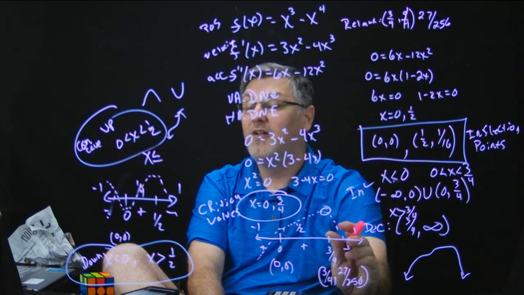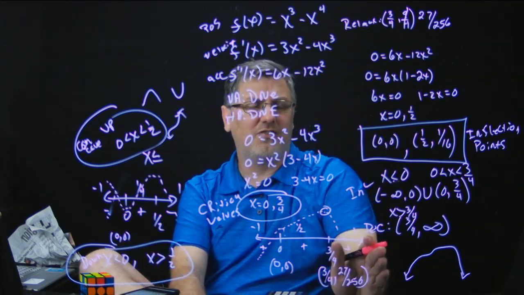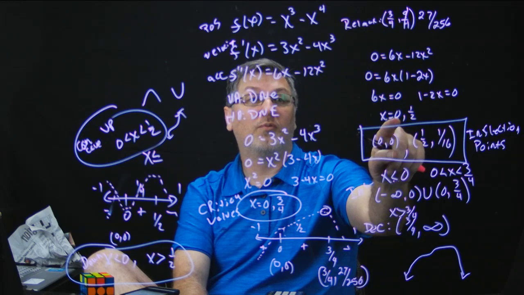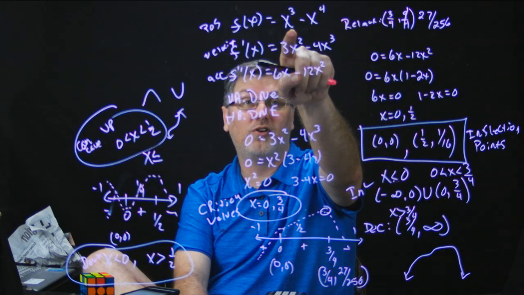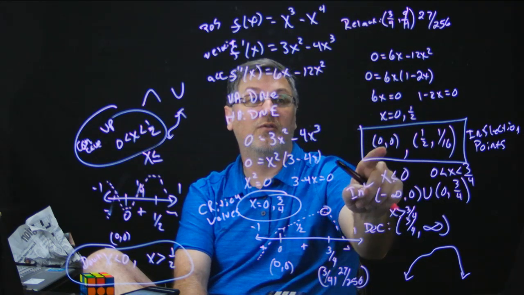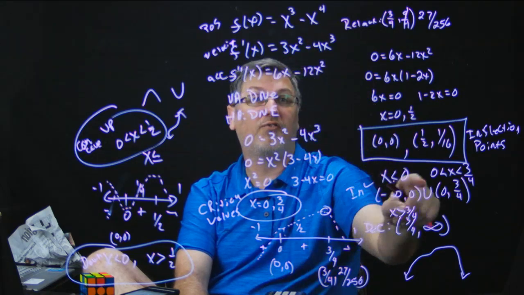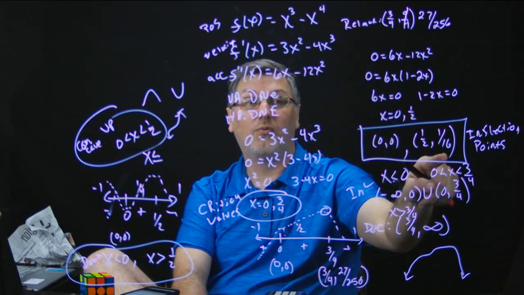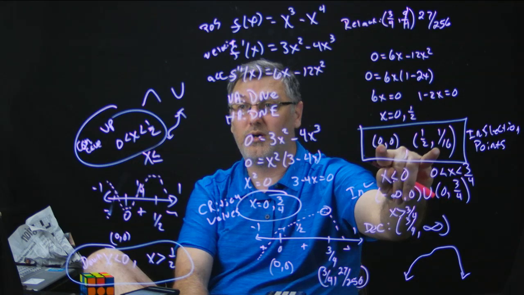To find the actual inflection points, I'm going to take the 0, put it back into my original function, my position function, and I get 0, 0, and I put 1/2 in here, and after evaluating and reducing the fraction, I get 1/16. So here are my two inflection points.